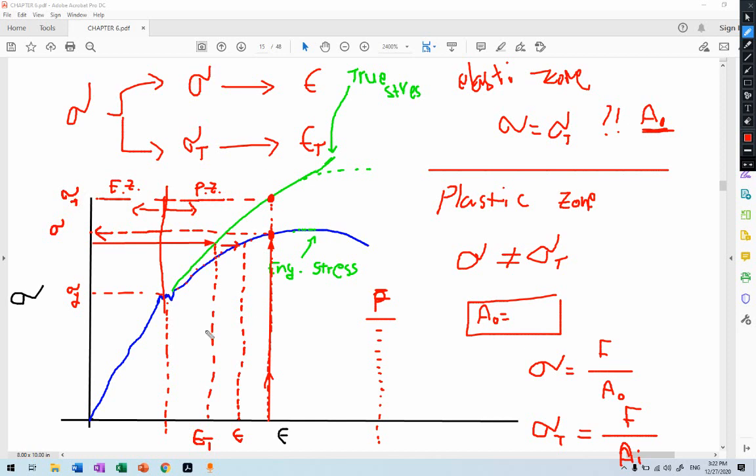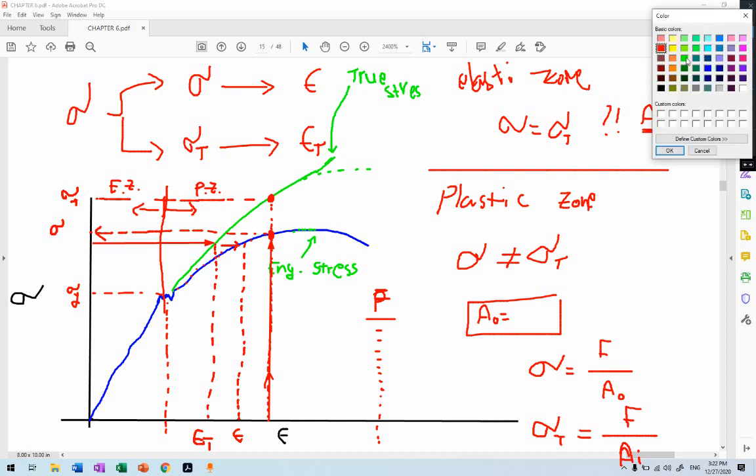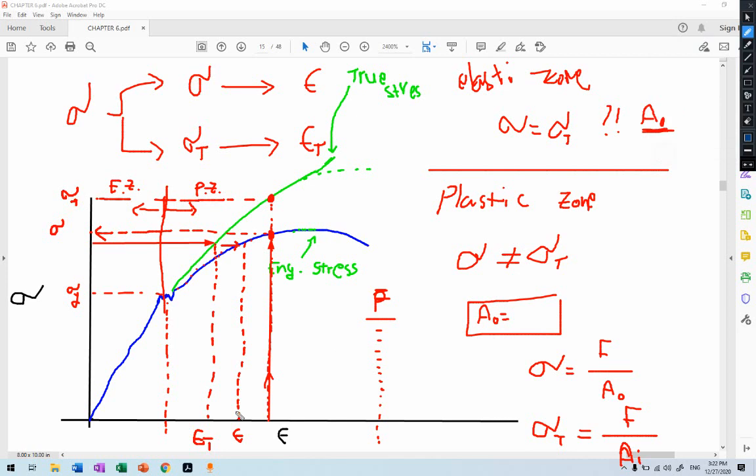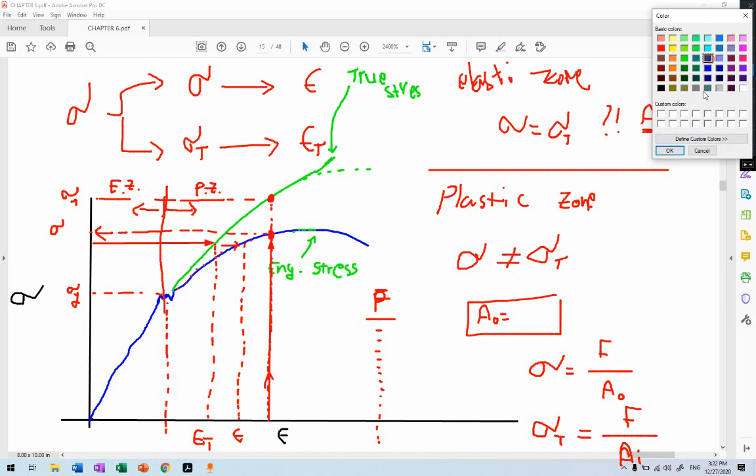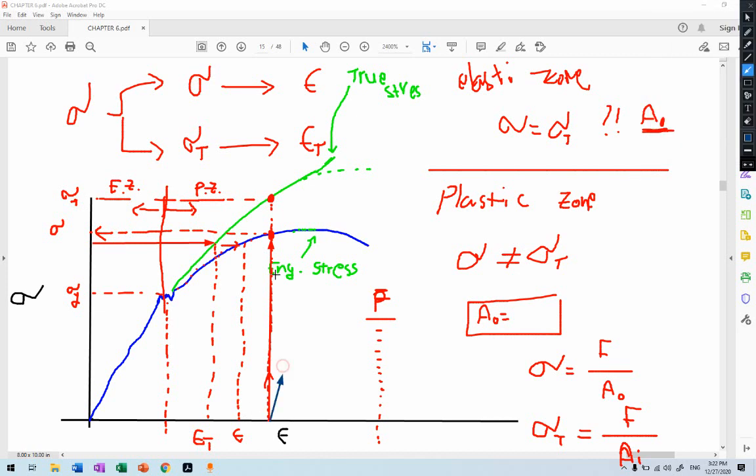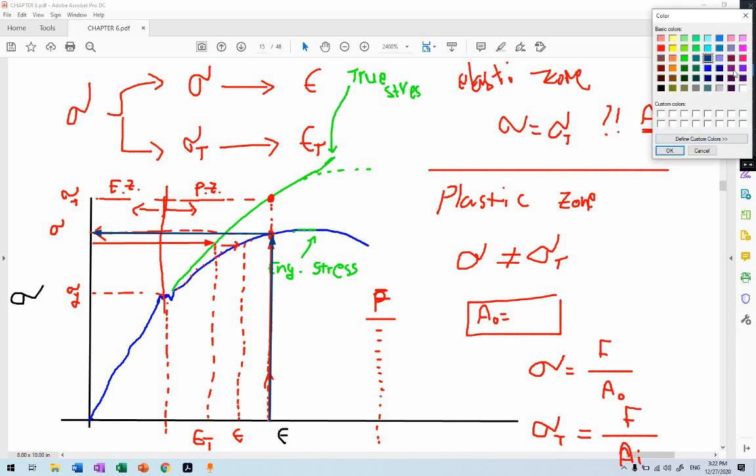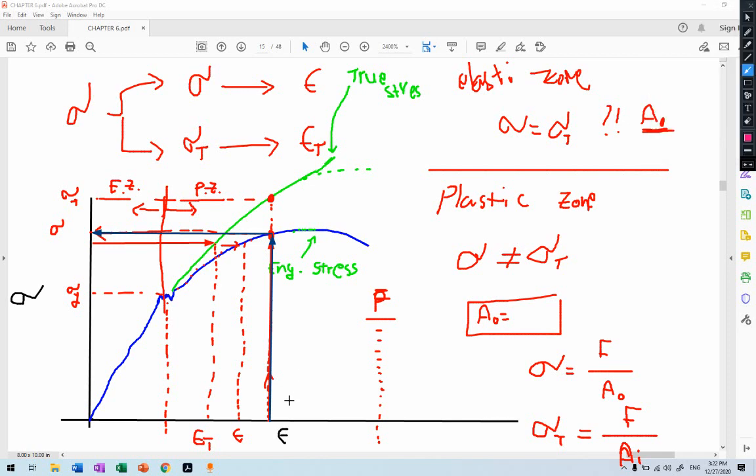I know the board is a bit crowded, so let me make the curves with a different color. Say if this meets this point, it's gonna be here, and because it's on the blue one, it's engineering. The same point going to the top, this time it's gonna give us the true, because it's on the true curve.